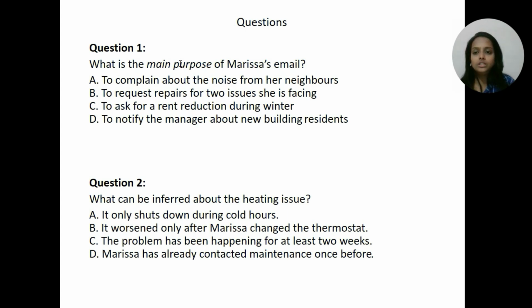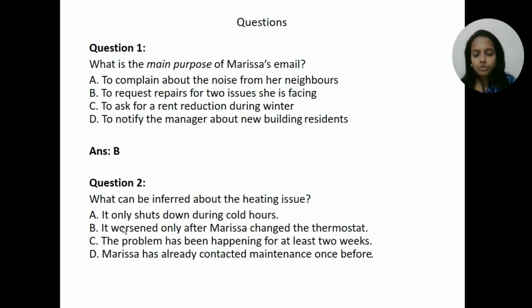The first question here is, what is the main purpose of Marissa's email? Options, four options they have given: to complain about the noise from her neighbors, to request repairs for two issues she's facing, to ask for rent reduction during winter, to notify the manager about new building residents. Okay, and the correct option for this is answer B. That is very clear, isn't it? Because the whole email is basically her telling the manager, hey, two things are broken, heater and laundry access, right? Please fix both. So the correct purpose is B here. Nothing about rent or new residents or neighbors.